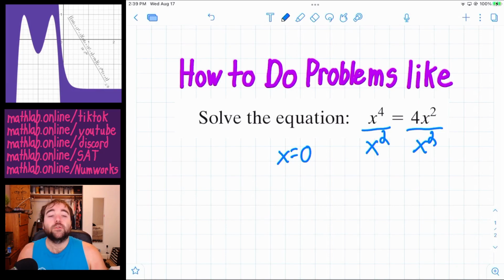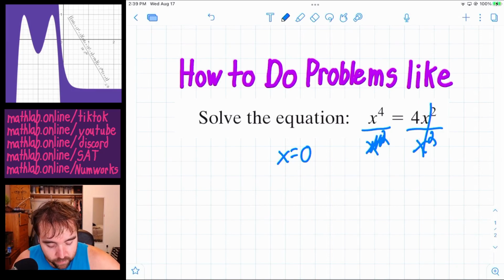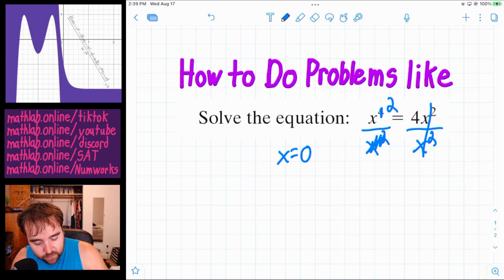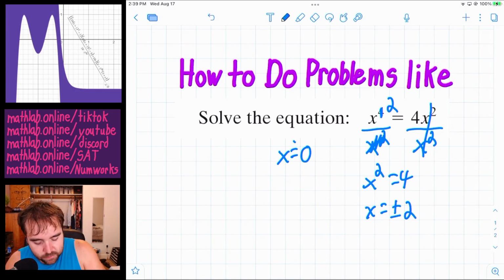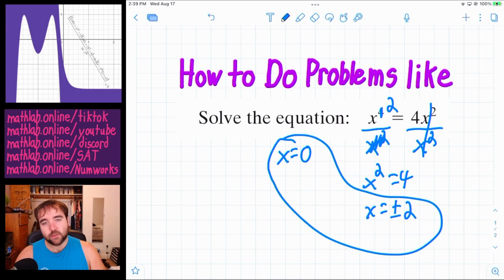So we'll do this the valid math teacher way after this, but we'll do it this way first. We divide both sides by x squared. And since when x equals 0, x squared equals 0, x equals 0 is going to be a solution to this equation. And so what does that leave us with? That leaves us with x squared equals 4. So now we can just square root both sides and get x equals plus or minus 2. And those are the answers: x equals 0 and plus or minus 2.